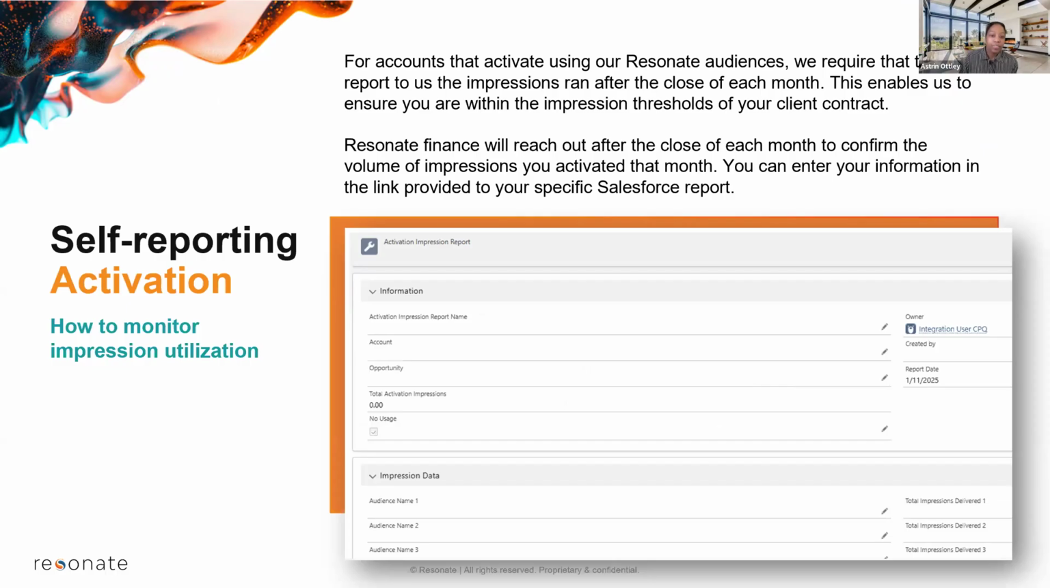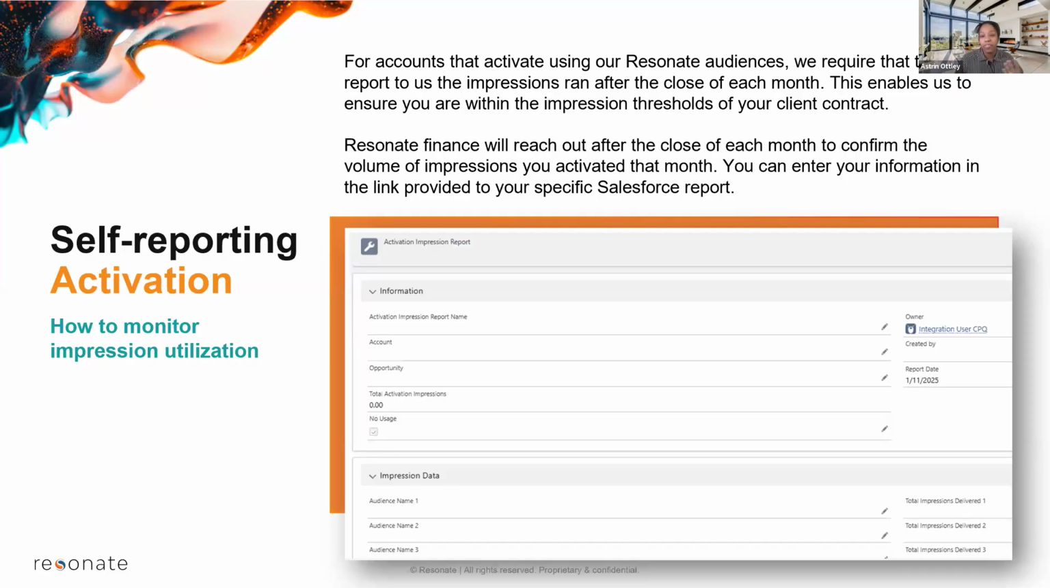Now, for those that are activating or are interested in activating, we also have self-reporting. Essentially, for accounts that activate using Resonate audiences, we require that you report the activation impressions at the close of each month. This really enables us to ensure you're within that impression threshold of your client contract. If your client contract is different, definitely work with your customer success manager or your salesperson to identify how you can report the activation, because I know it can differ depending on clients, but this is just something to keep in mind if you are self-reporting.